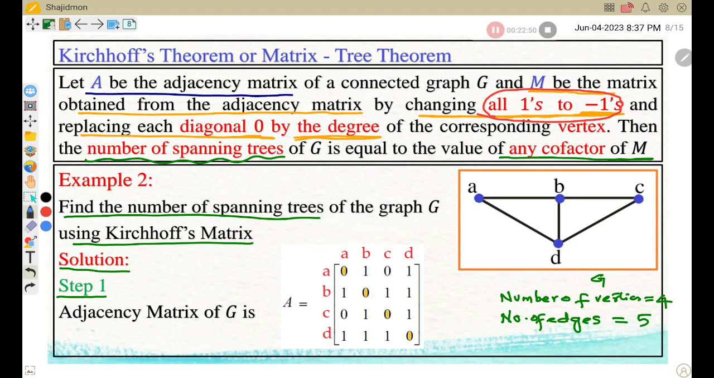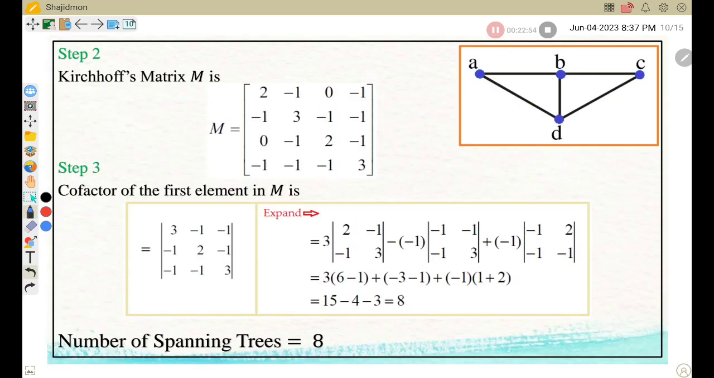So I hope you understood. In the first step, we created the A matrix like this. After that, we created the M matrix. This M matrix we are calling the Kirchhoff matrix. Kirchhoff matrix M we are getting like this one: 2, minus 1, 0, minus 1, minus 1, 3, minus 1, minus 1, 0, minus 1, 2, and minus 1, minus 1, minus 1, and 3, correct?